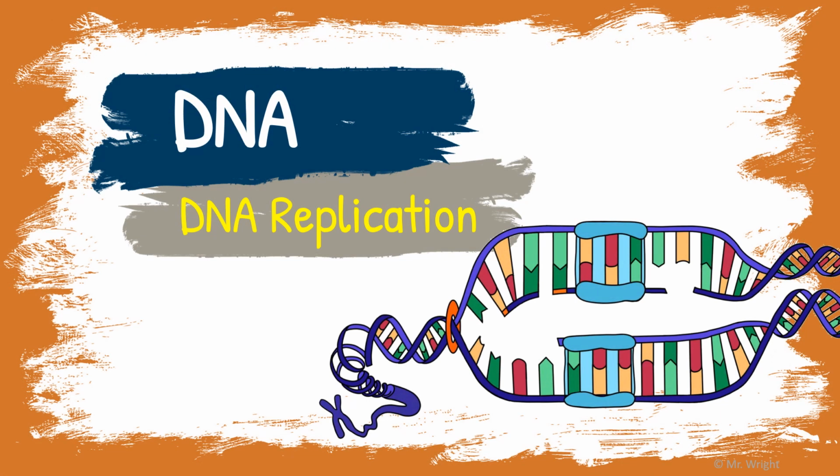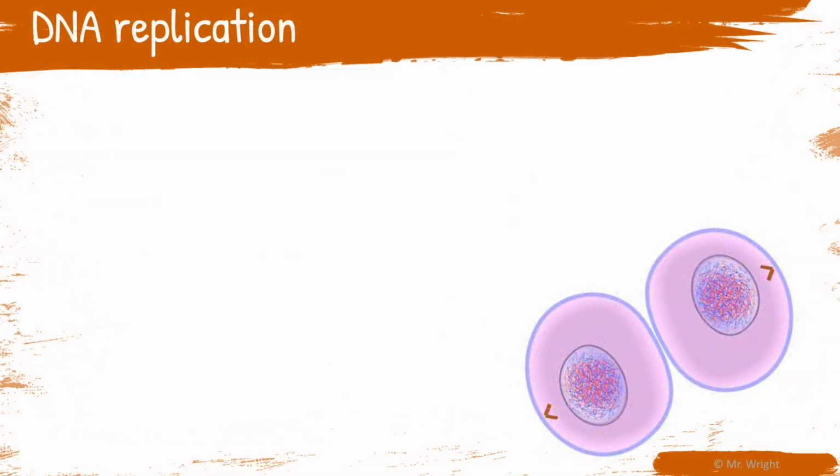Now that we've looked at the basic structure of DNA and RNA, we can look at some of the processes that involve these nucleic acids. The first process we're going to look at is DNA replication. DNA replication is the duplication or copying of DNA.